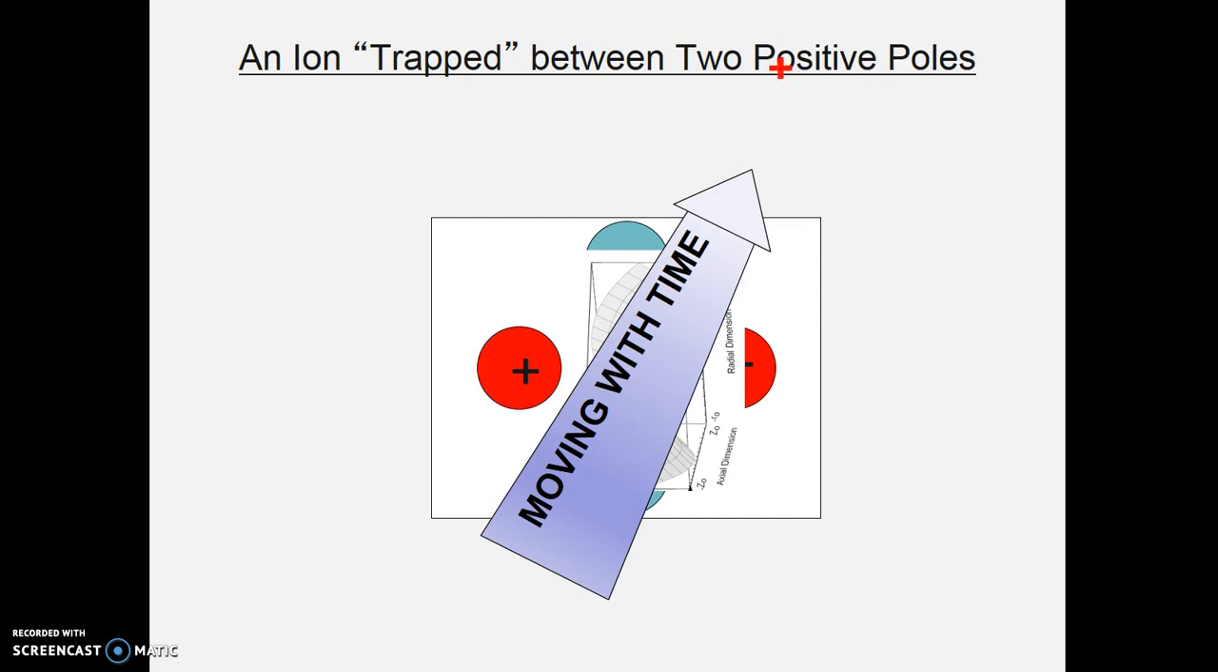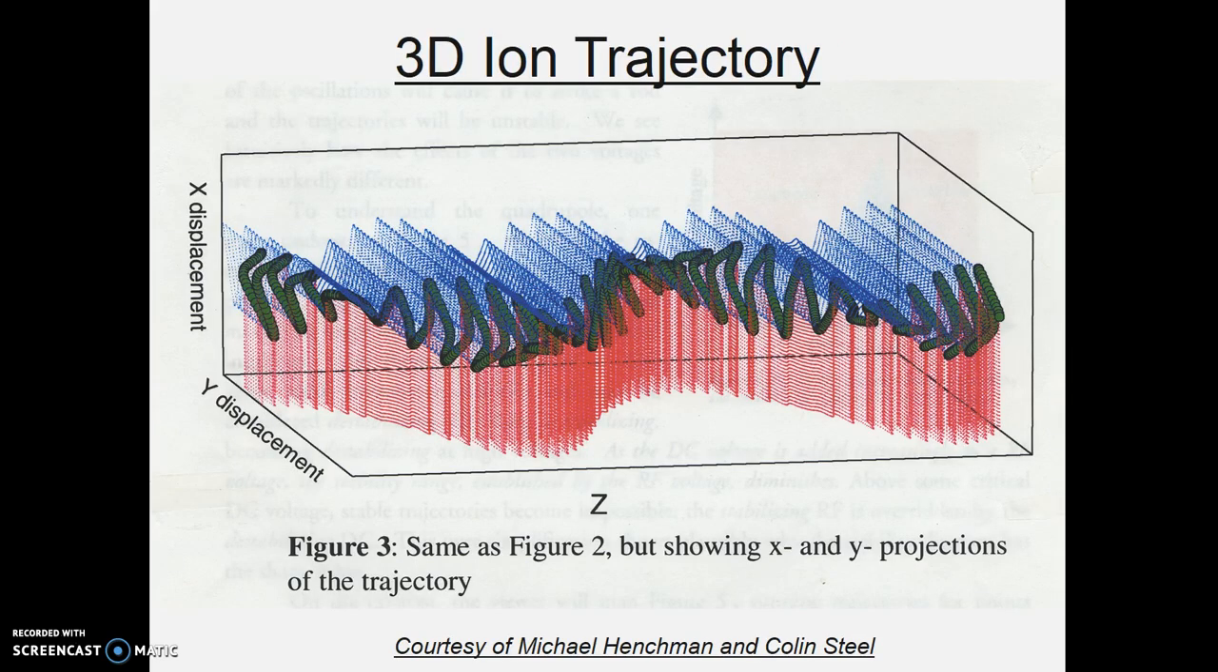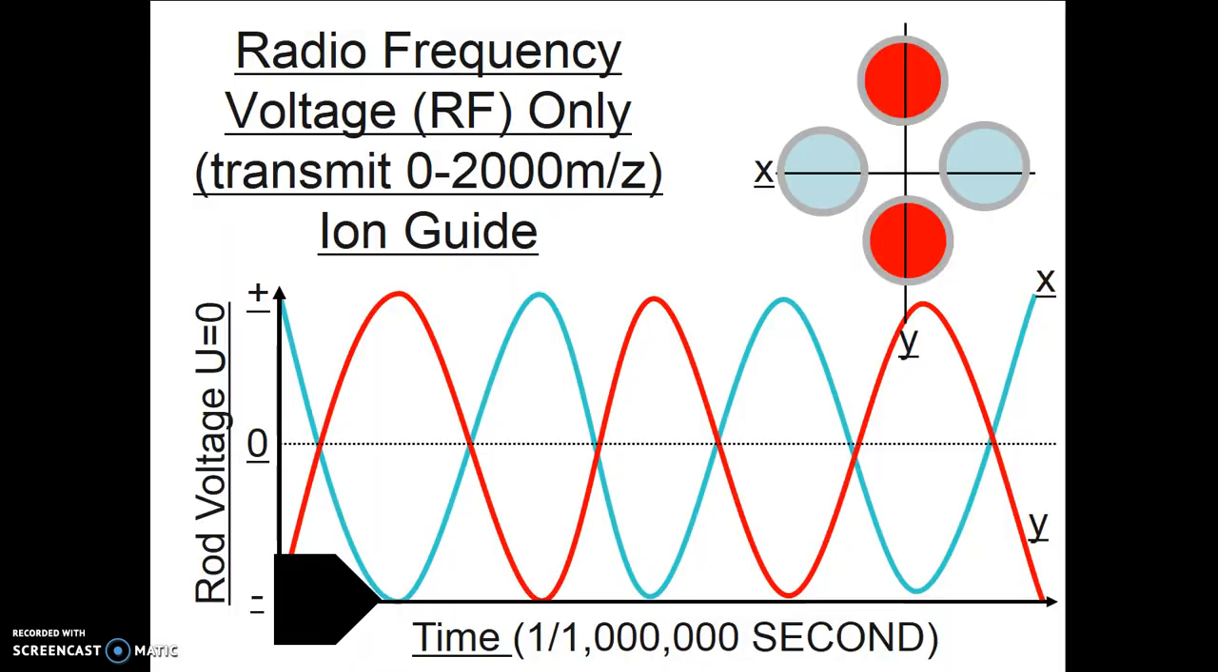And so that's why you're going to see graphs like this when you see a simulation of a 3D ion trajectory. It's pretty funky. There's your X, and that's your Y, so there's a pole here, there's a pole here, there's a pole down here, there's a pole over here. And this Z is going through the instrument. And right, it's a funky little trajectory that the ion has to go through when you simulate it. Thanks to my old colleagues Michael Henchman and Colin Steele, who actually built a quadrupole just for teaching at Brandeis. It was pretty cool.